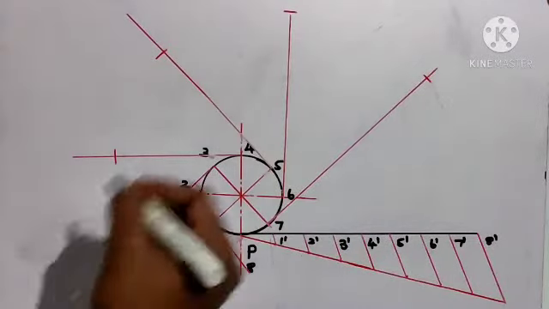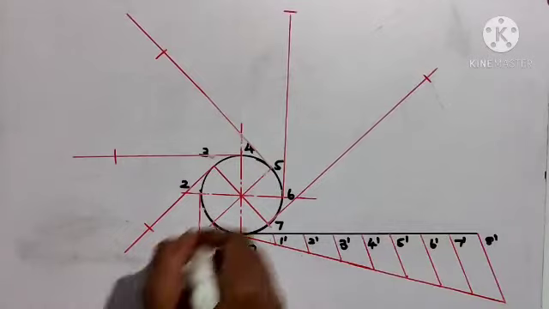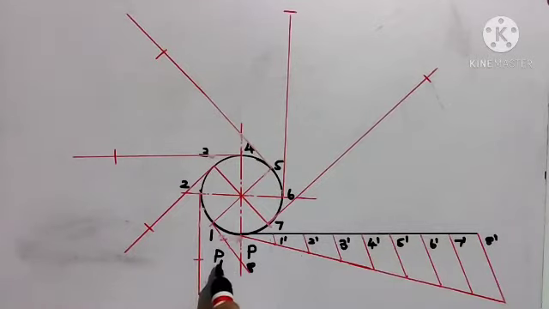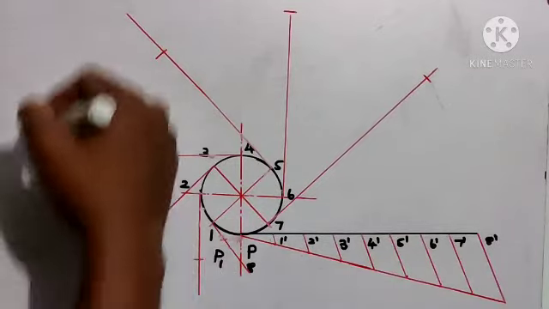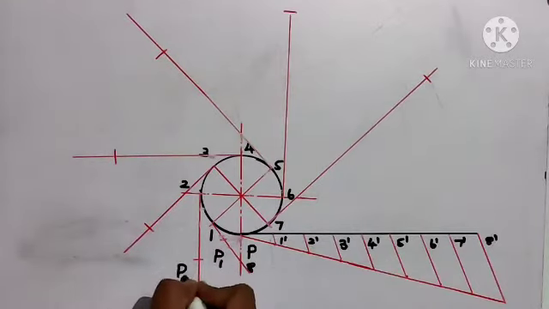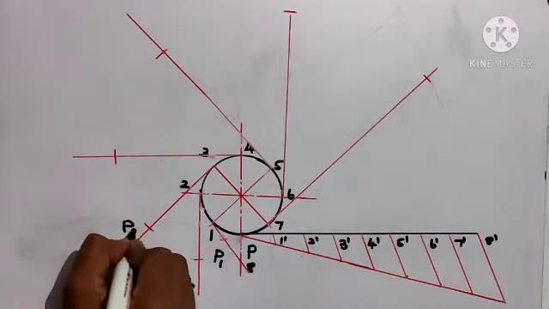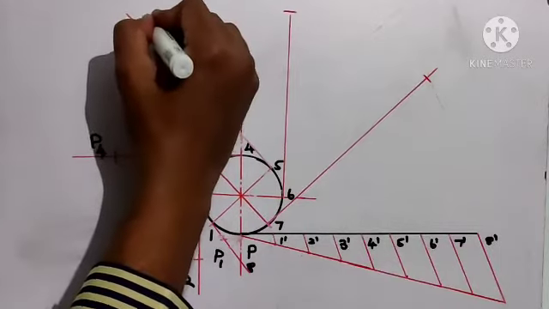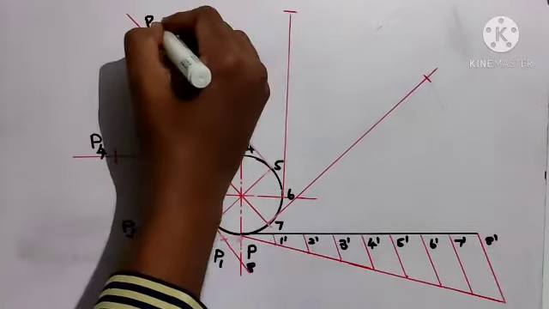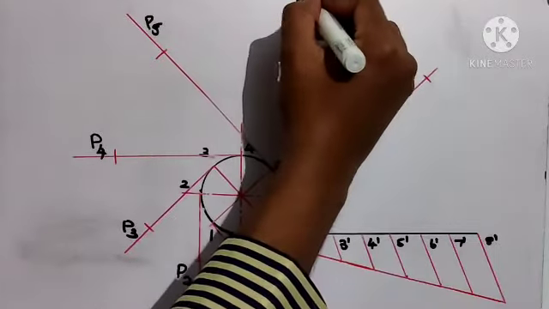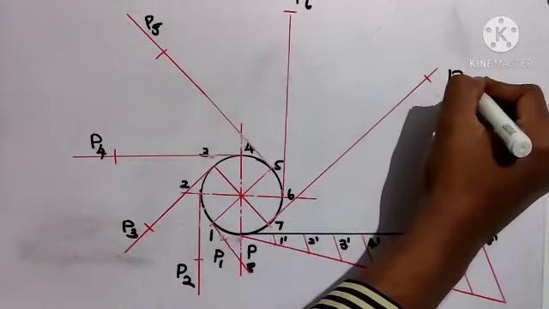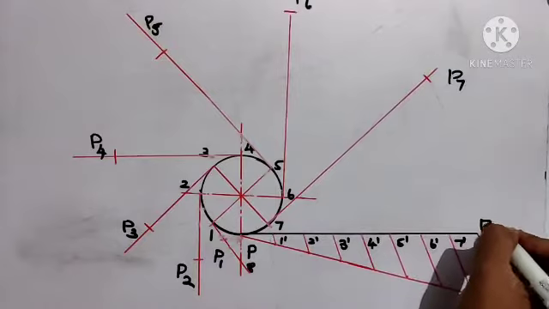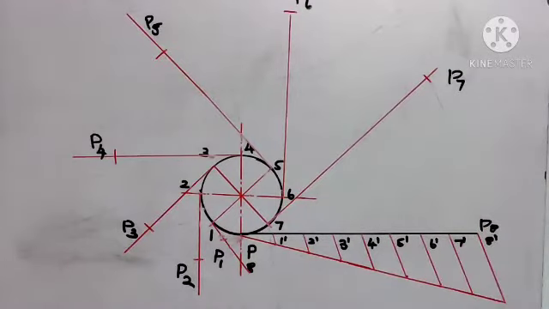Next you need to name these points. Similar to how I have named this P1, you need to name the other points. So this will be my P2, P3, P4, P5, P6, P7 and 8 dash will be your P8.